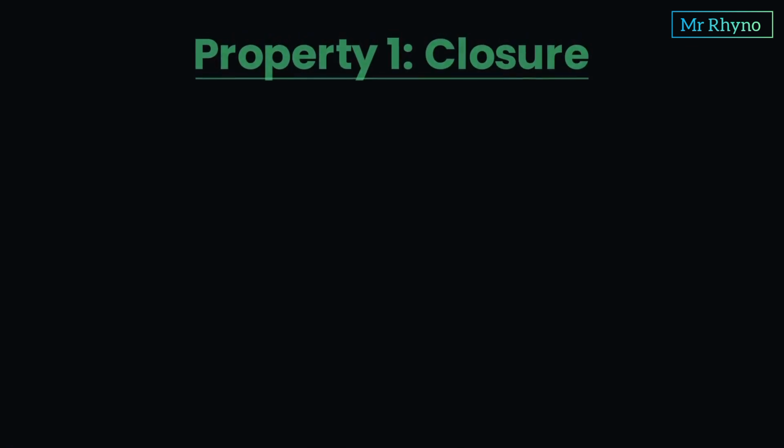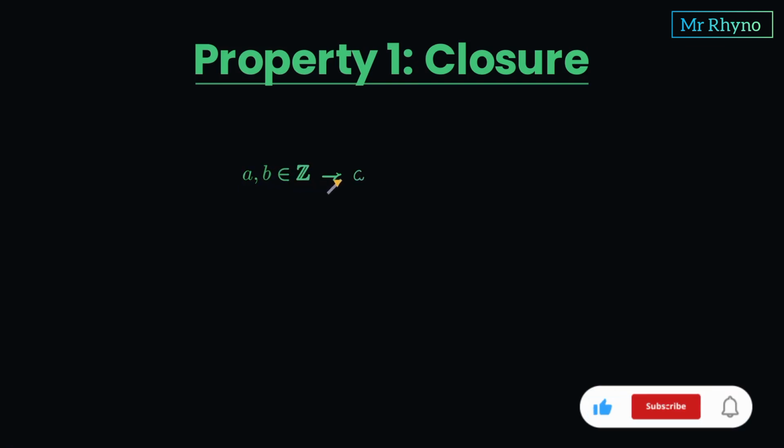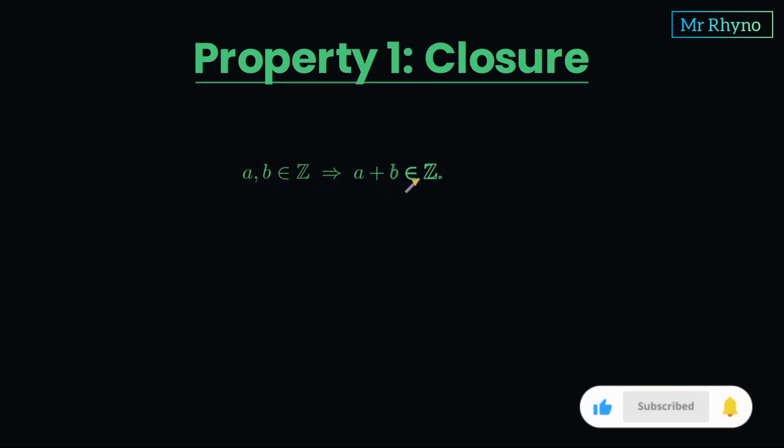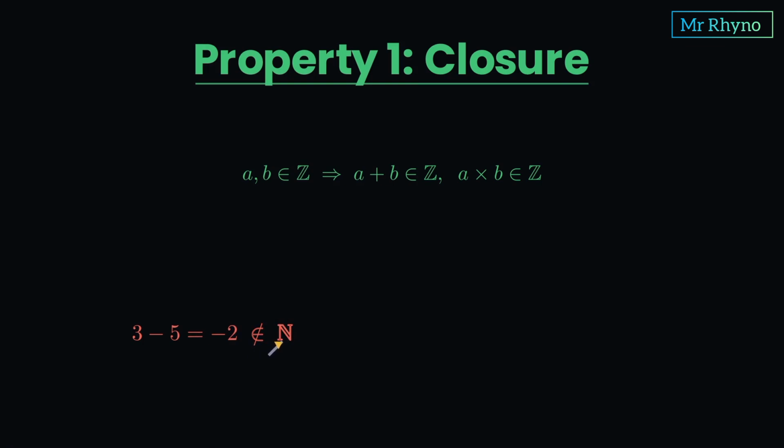A set of numbers is closed under an operation if combining any 2 members always gives you back another member of that same set. Integers are closed under addition and multiplication. Add or multiply any 2 integers, and the answer is always an integer. But natural numbers are not closed under subtraction. 3 minus 5 is -2, and that's not a natural number.